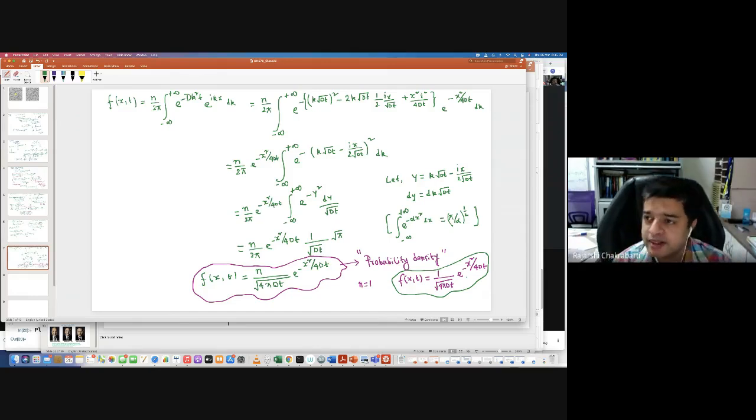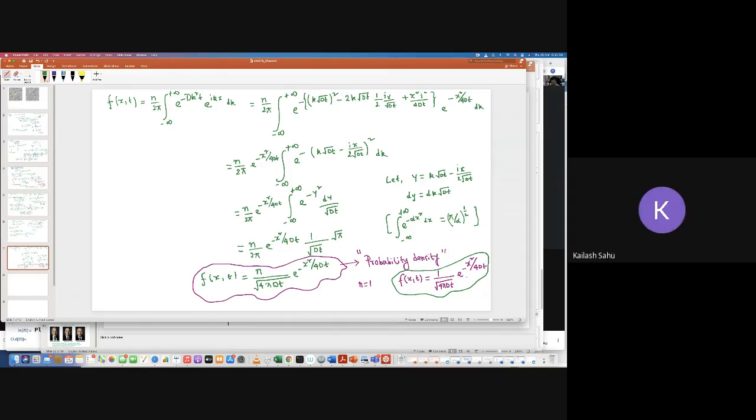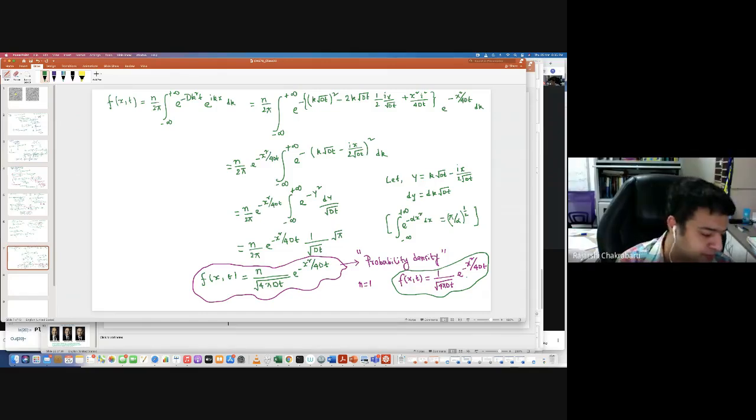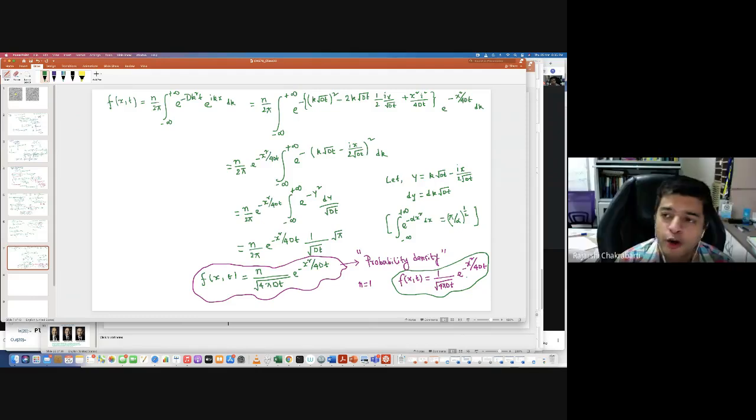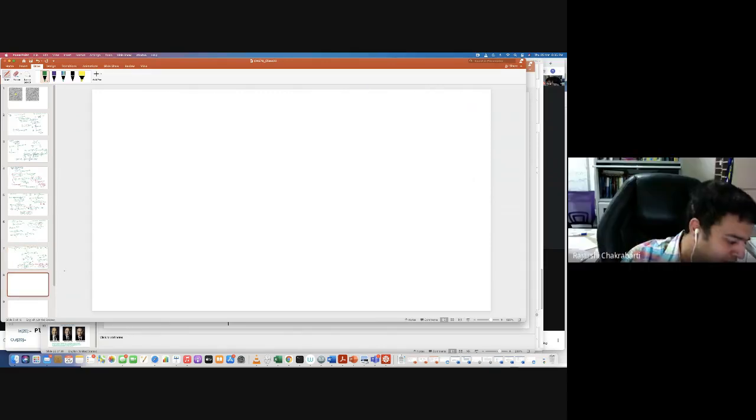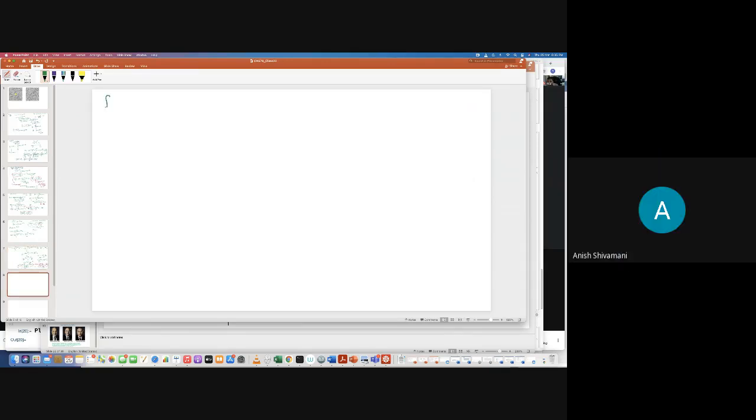But what about average x square? Will it be 0 or not? Non-zero. No, it won't be zero. But average x cube? Again 0. So all the odd moments are 0, and all the even moments are non-zero. Is it clear to all of you? Yes, sir. So this is your expression.